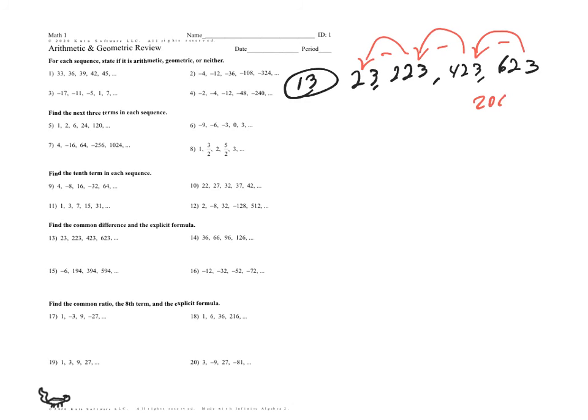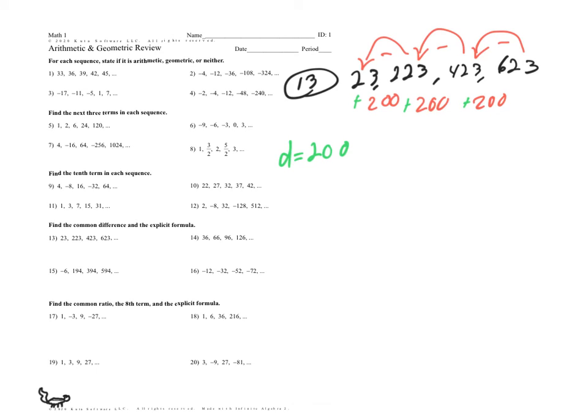And when I subtract, the number I get over and over and over again going through that is 200. What that means is that I'm adding 200 each time. That's going to be my common difference. So one of my answers is going to be D equals 200, because that's the common difference.